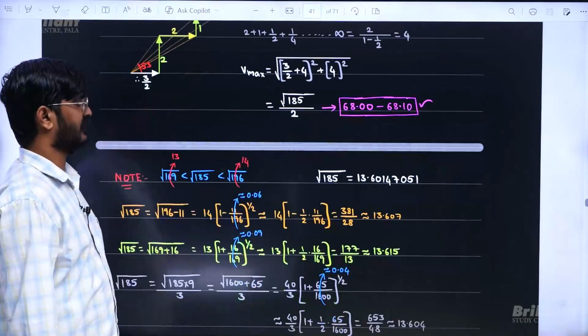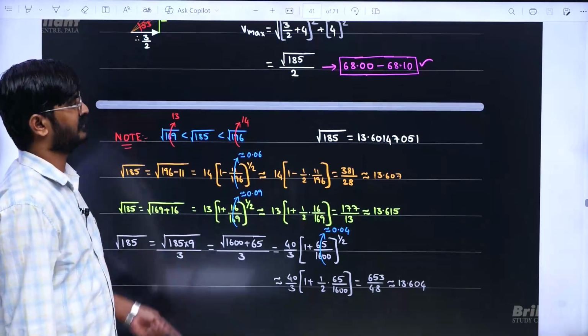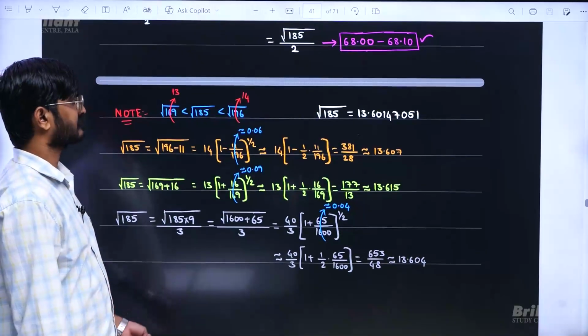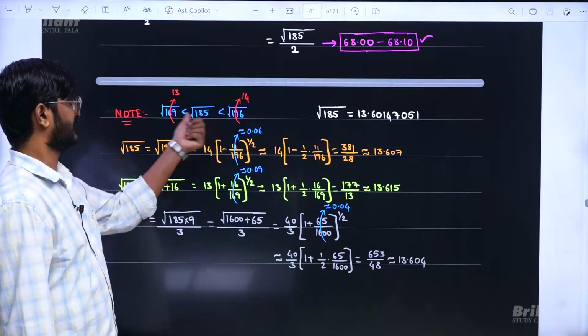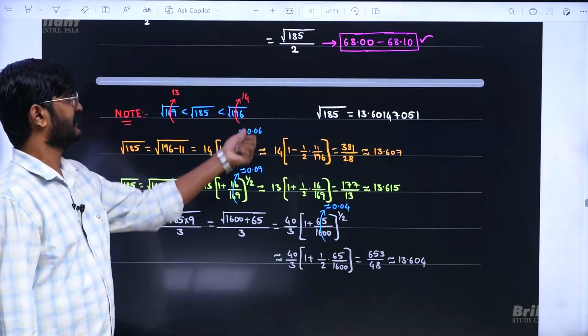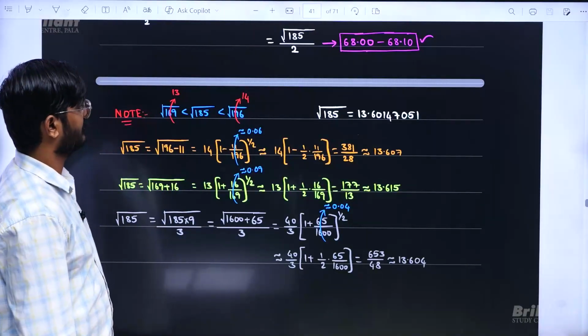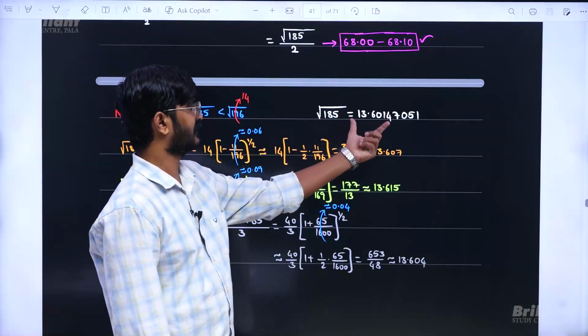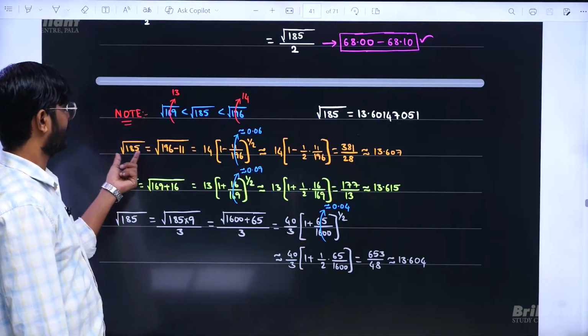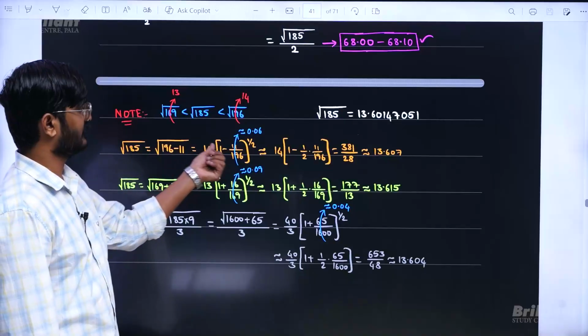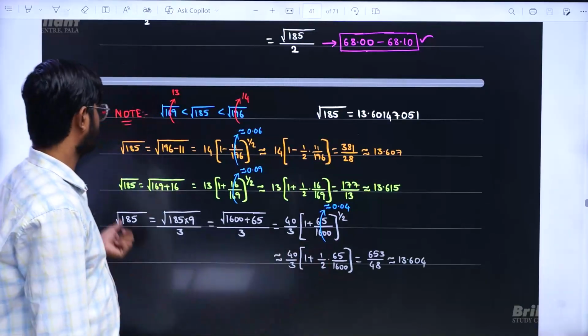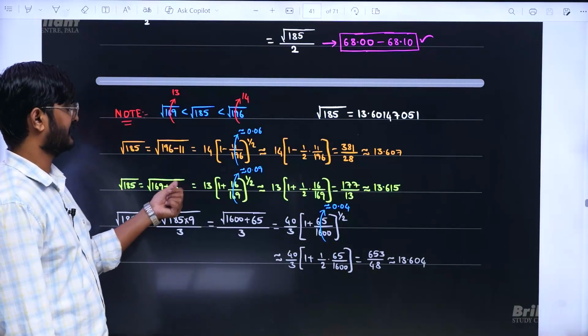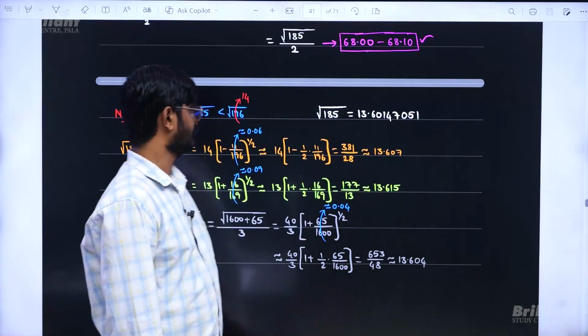And in case you want to find root 185, I think there should be many other ways. One way is, you can understand it is between 13 and 14. Root 185 is between 13 and 14. This is the actual value for your reference. So some people will write it as 196 minus 11 and they will be using binomial approximation. Some people will write as 169 plus 16 and they will be using binomial approximation.